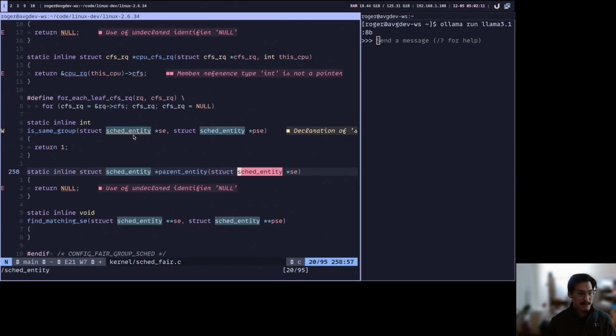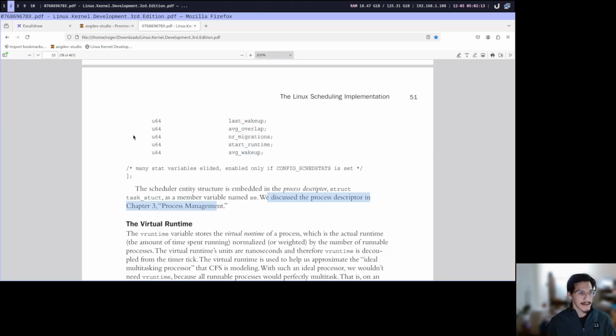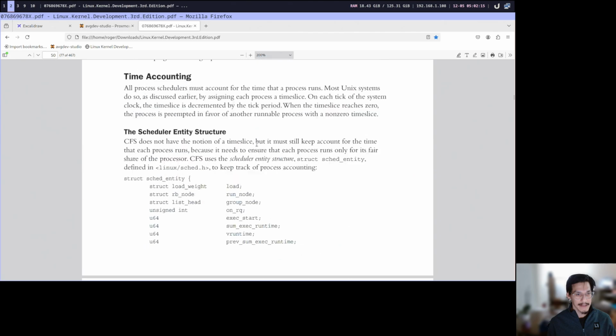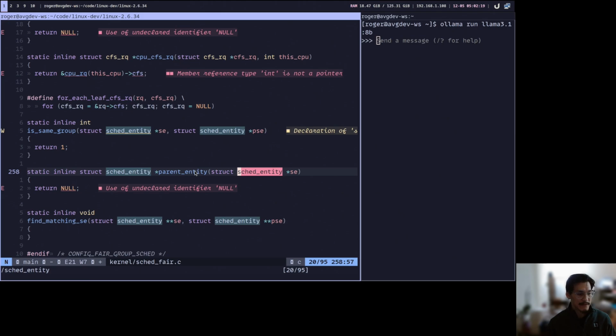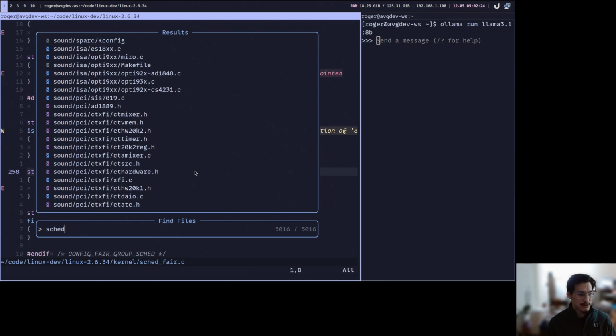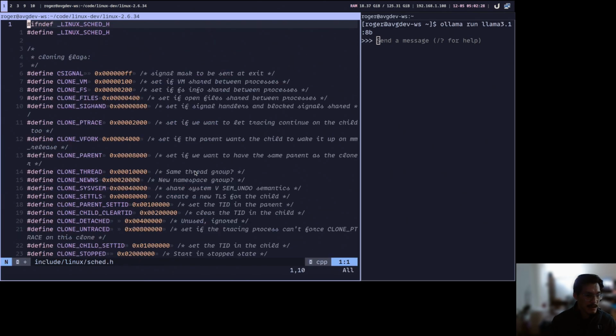Oh, 95 of these. Let's... where is it? Define a schedule H. So we're not even in the right file. So let's do schedule.h. Okay. And then let's do schedule entity.